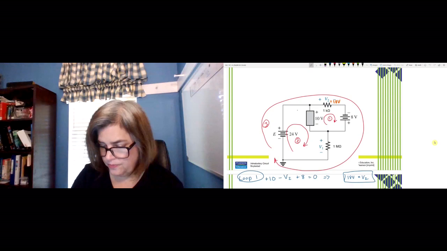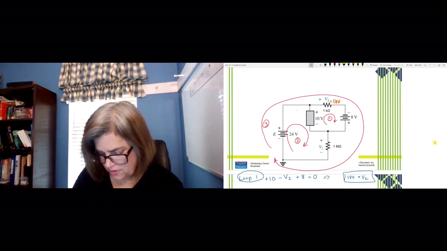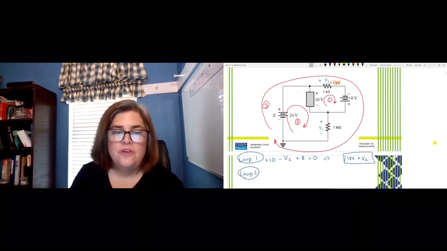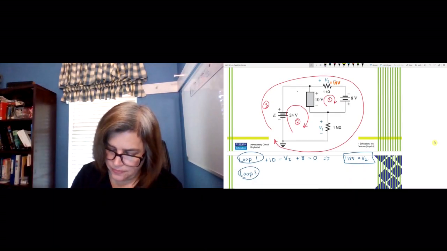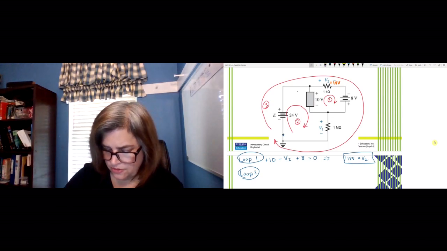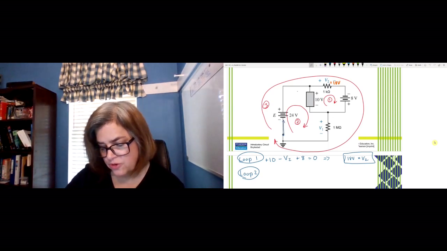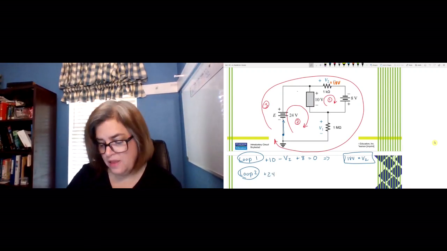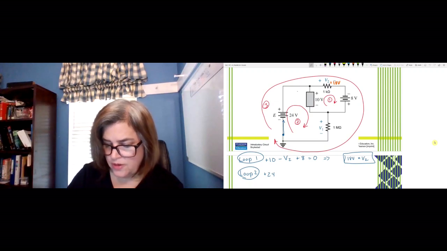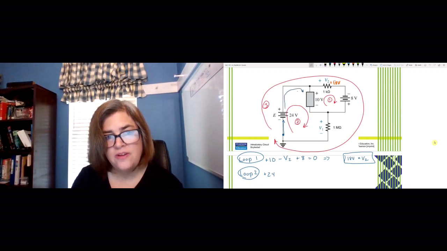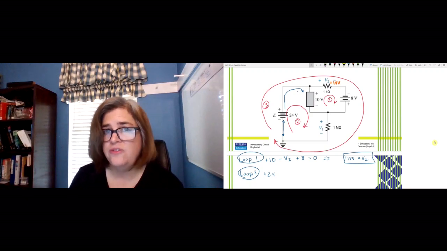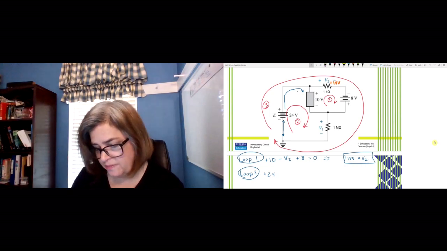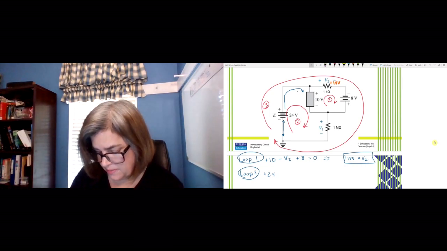Okay, let's look at our loop 2. So for loop 2, we're going to do exactly the same thing. Let me scroll down a little bit. I'm going to start here, and I'm going to go in this clockwise direction again, and when I get to this 24 volt source, it's going from minus to plus, so that's a rise of 24 volts. And then as I continue around, I get to my 10 volts there, and I don't know if it's a source or if it's a resistor. It just doesn't matter. I know that it's a drop because it goes from plus to minus in that clockwise direction. So that's just going to have to be a minus 10.